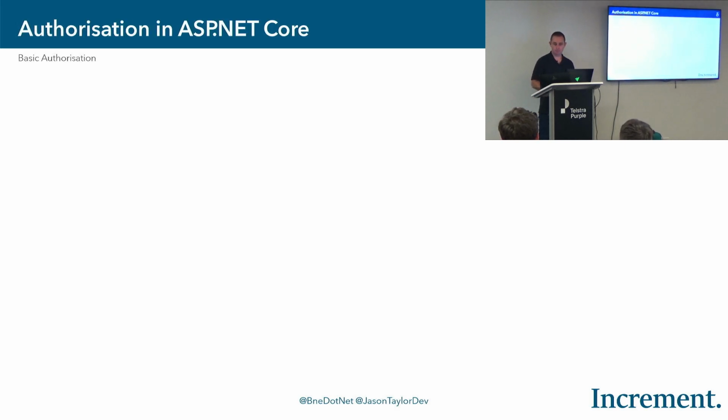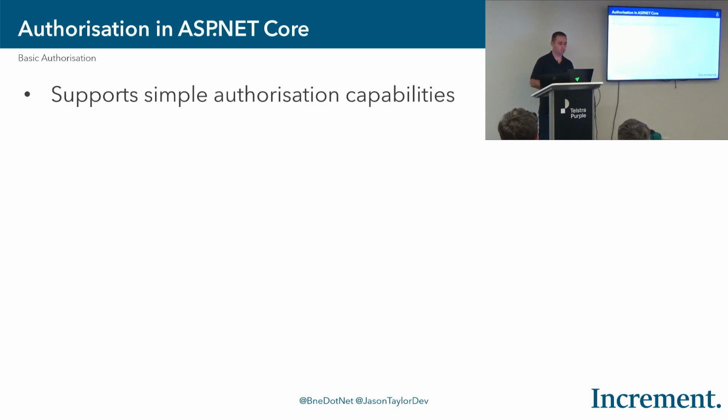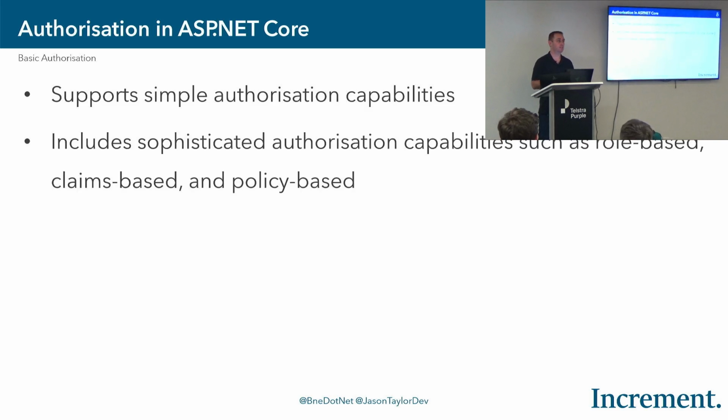All right, so ASP.NET Core authorization, of course, supports simple authorization capabilities, such as denying access to a user who is not authenticated. It also includes sophisticated authorization capabilities, such as role-based, claims-based, policy-based, resource-based, view-based. So as an example for role-based authorization, we could check that someone is in the administrator's role.